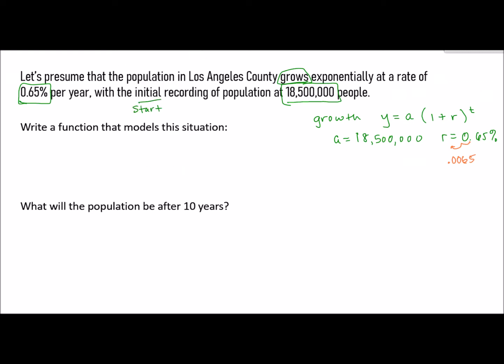All right, let's plug it in. We've got y equals A, which is a really big number, times 1 plus r, all to the t power. Or if we combine those inside pieces, 1.0065 to the t.